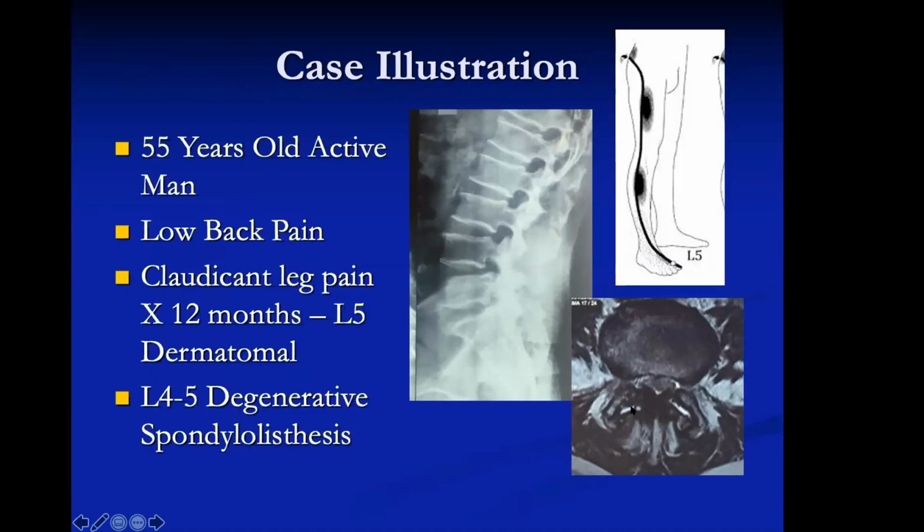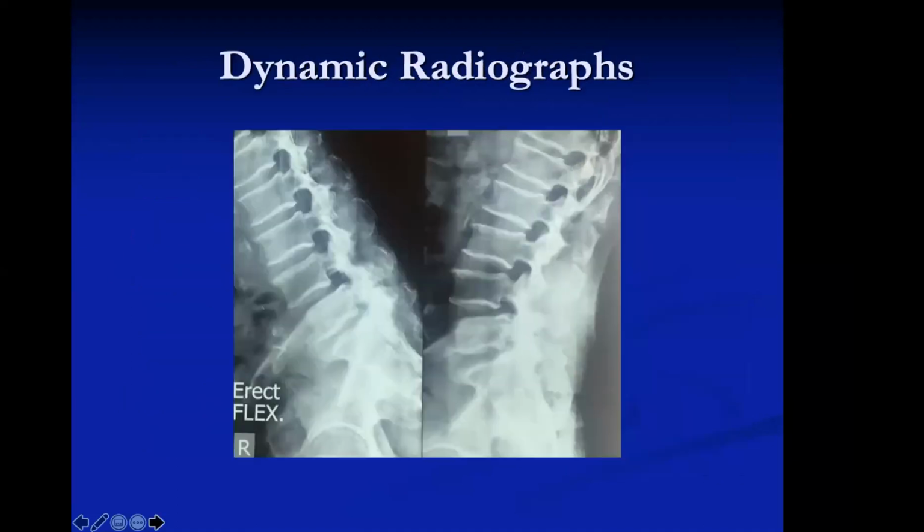So this white structure seen here is called the sandwich sign. It is basically fluid in the facets. That is a sign of instability. So this patient is unstable at L4-5 and he needs fusion.